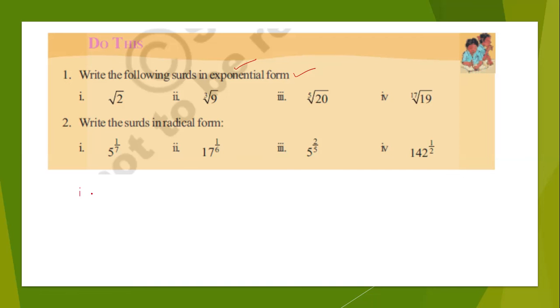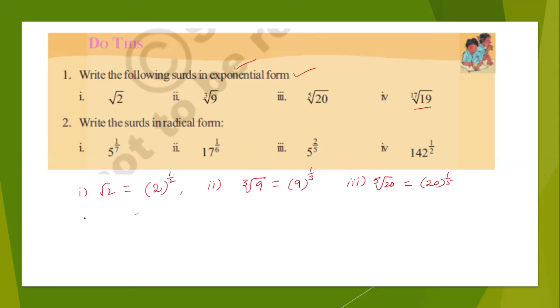That is our task. Root 2 may be written in exponential form as 2 to the power of 1 by 2. That means the exponents may be in the form of p by q. In the second one, cube root of 9 is given. This is the radical form. You may write this like this: 9 is the base and the power is 1 by 3. So this is called exponential form. Next, the third one is fifth root of 20. This may be written as 20 to the power of 1 by 5. You may do this on your own at home in your notebook.